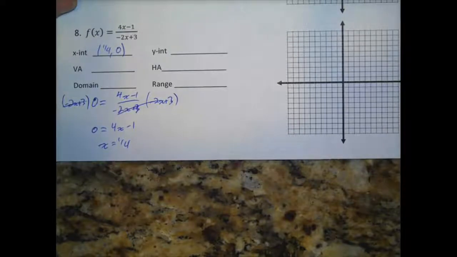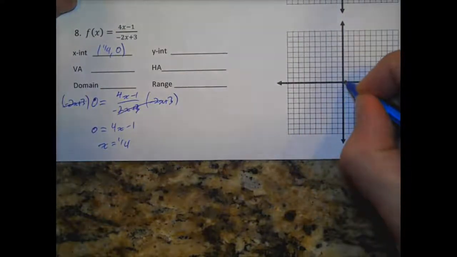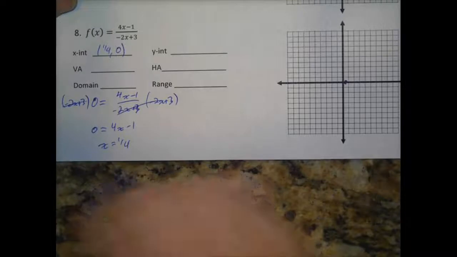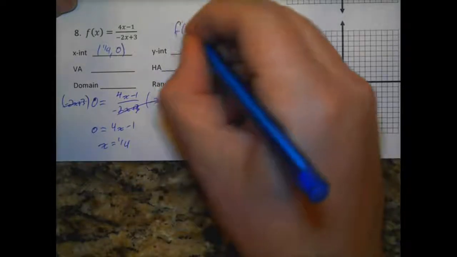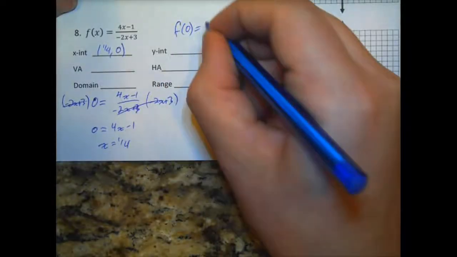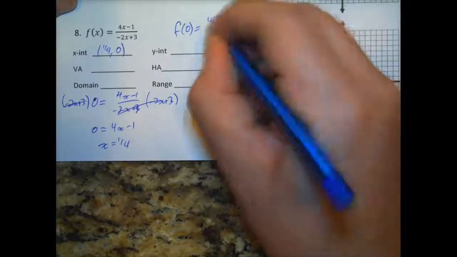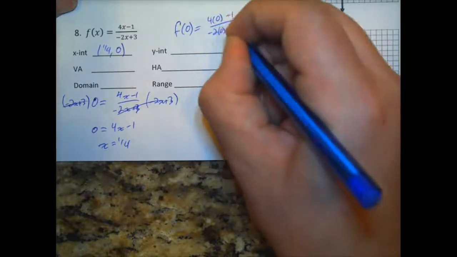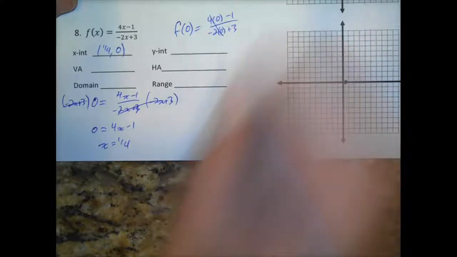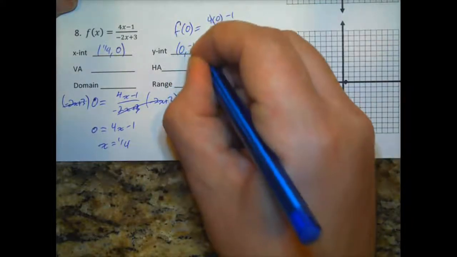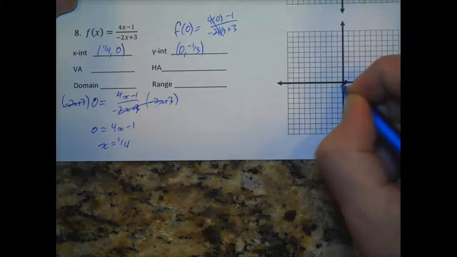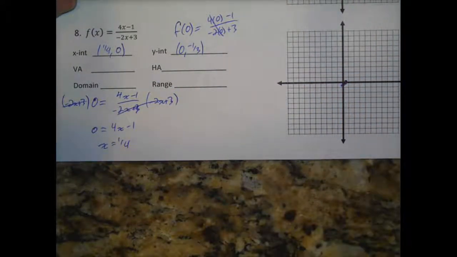It is the point 1/4 comma 0. So I'm somewhere right there. For our y-intercept, put in 0 for your x values because we are on our y-axis. So we have 4 times 0 minus 1 over -2 times 0 plus 3. So those make 0. I have -1/3, so I have 0 comma -1/3. So that is about right there. They almost look like they just make a blob together.